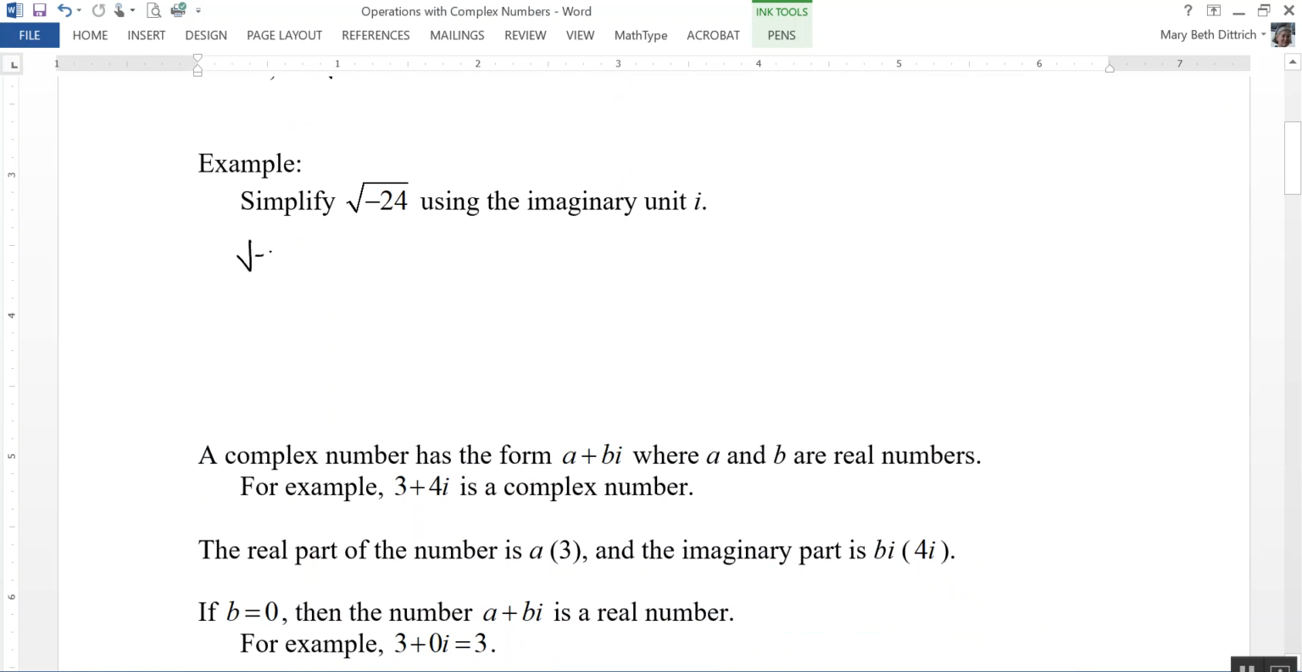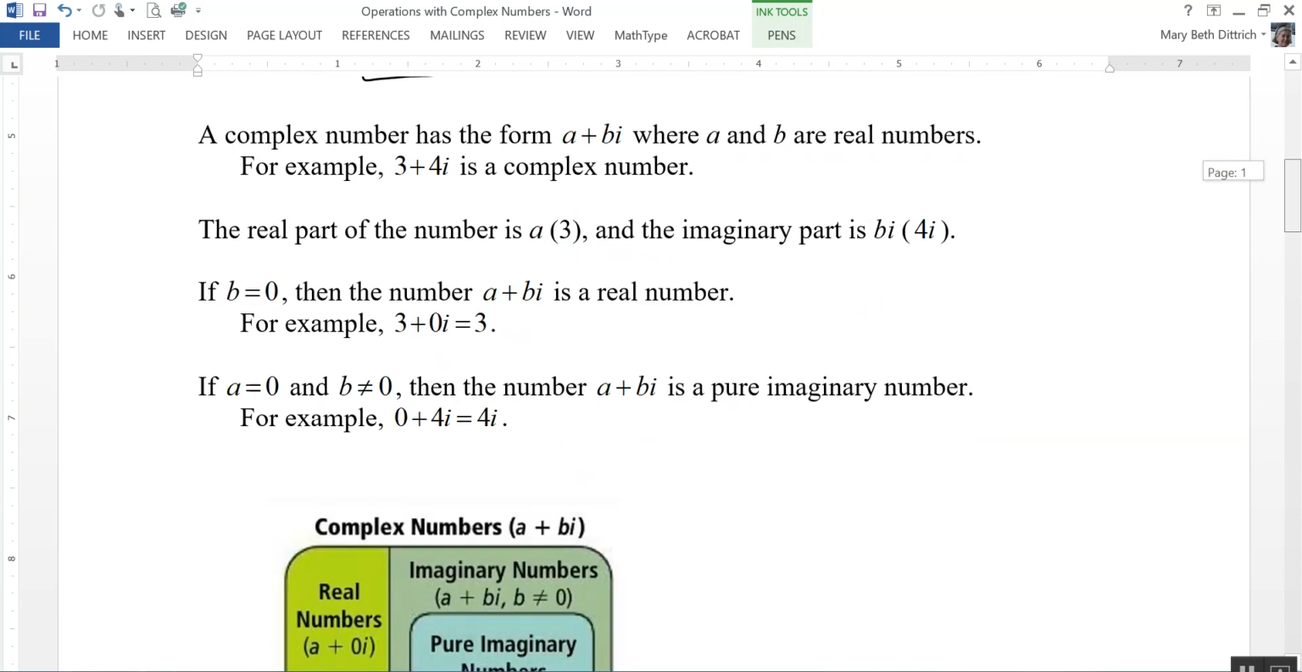So the square root of -24 is equal to the square root of -1 times the square root of 24. The square root of -1 is the imaginary unit i, and the square root of 24, since that's 4 times 6 and the square root of 4 is 2, is 2 square root of 6. The way we usually write this is, if there's any number in front of the square root, we put that first, and then we put the i, and then the square root. So the square root of -24 is equal to 2i square root of 6.